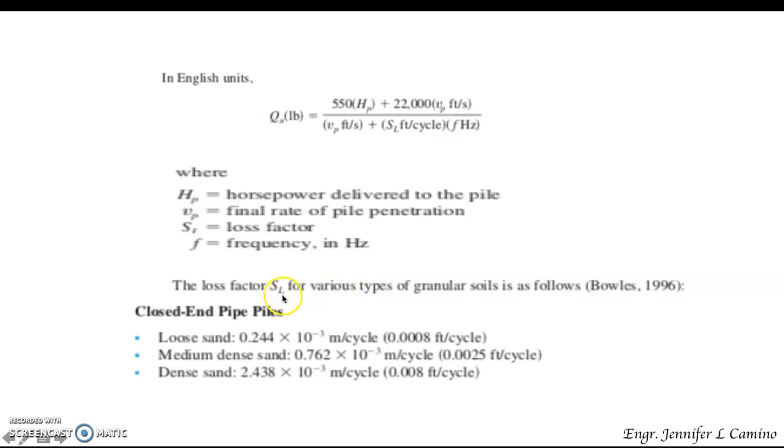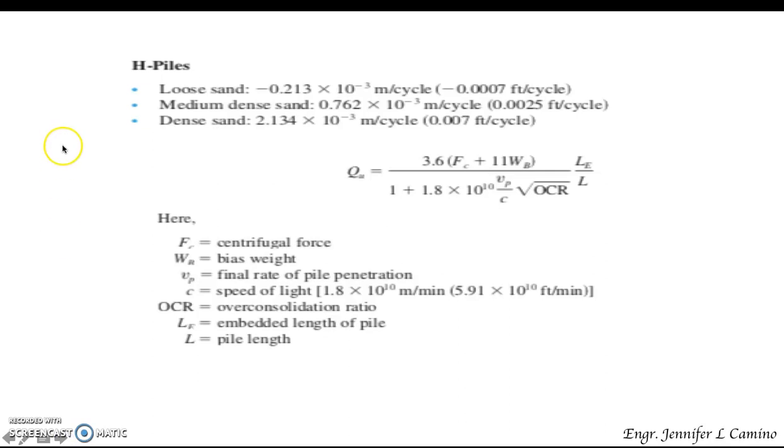So the loss factor S sub L for various types of granular soil is as follows. So they have here the value for closed-end pipe piles. This is according to Bowles. So we have the value for loose sand, medium dense sand, and dense sand. So for each pile, you have now the value for loose sand, medium dense sand, and dense sand. So according to Bowles, this is the formula for Q sub U.